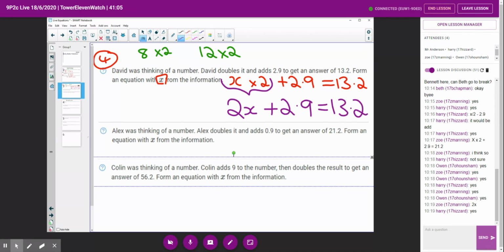Right, question number 5. I'll give you 20 seconds, guys. Alex is thinking of a number. He doubles it, adds 0.9, gets an answer of 21.2. 15 seconds, guys. Can you try and do the same thing? Question 5.